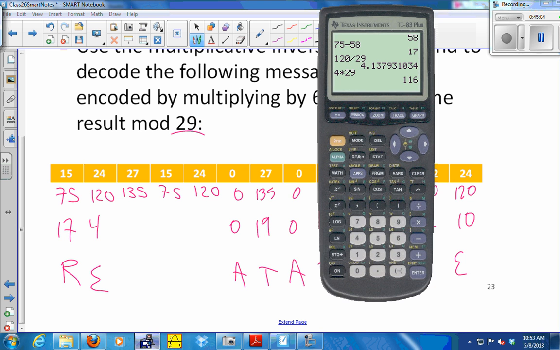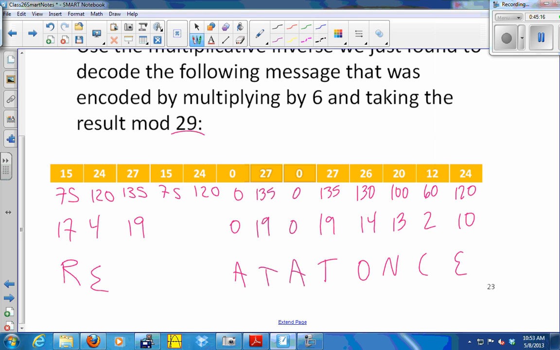135 divided by 29, so 4 times 29. 135 minus 116 is 19. And 19 is a T. And 75, 17, that's an R. And 120 goes to 4, that's an E. So our message is retreat at once. Too late. It took too long to decode.